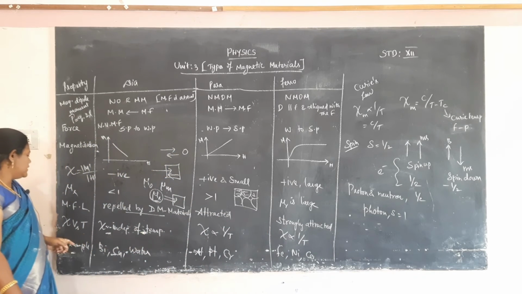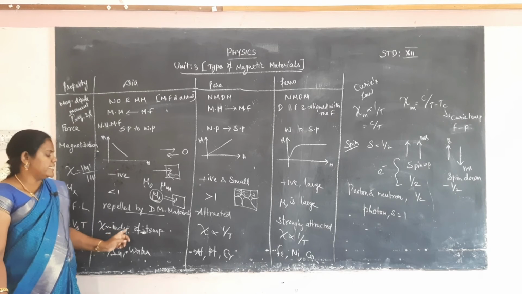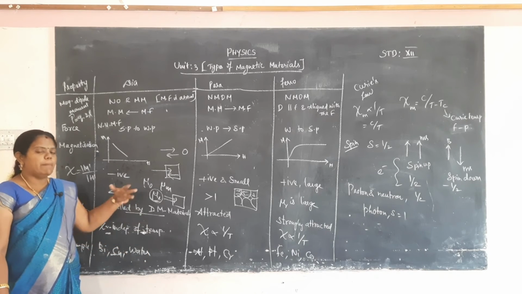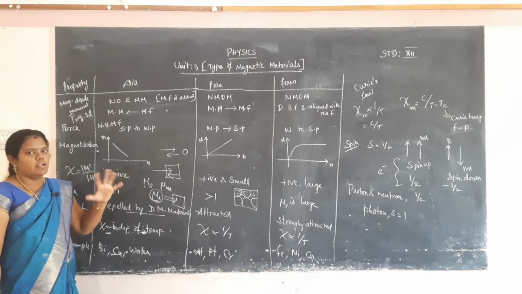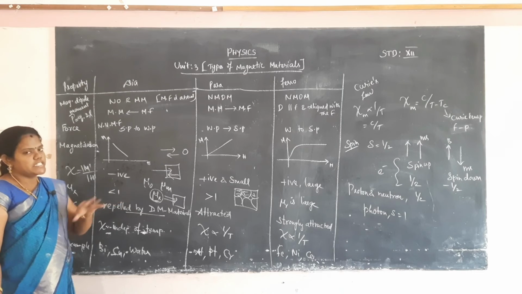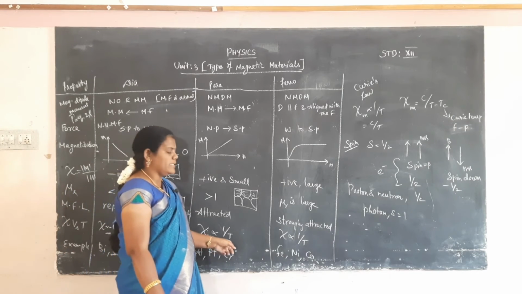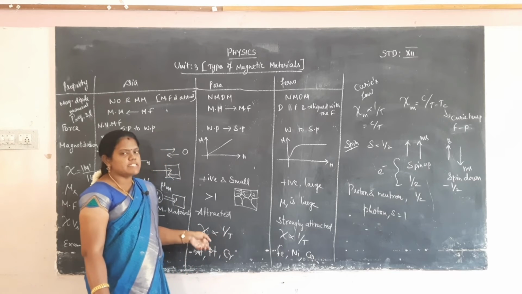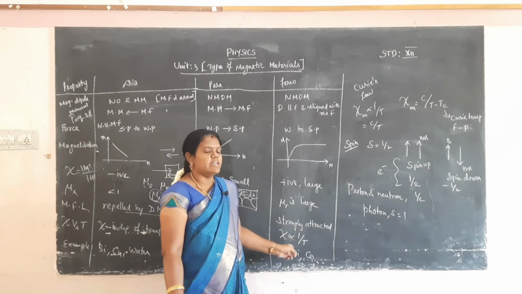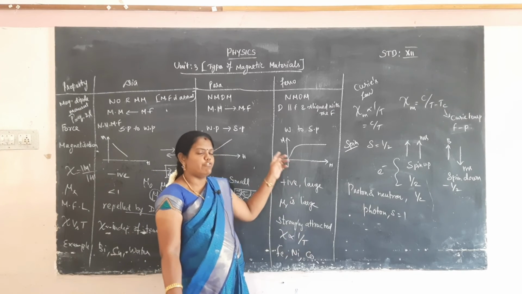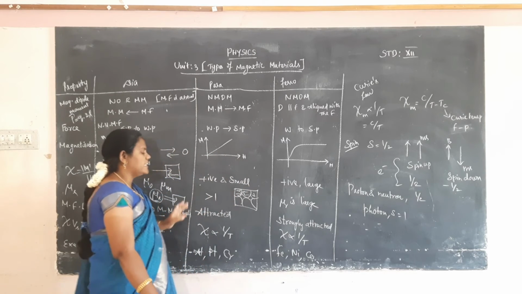Okay, and then the relation between susceptibility and temperature. For dia, susceptibility is independent of temperature: when temperature changes, susceptibility does not change. For para, susceptibility is inversely proportional to temperature, so as temperature increases, susceptibility decreases. For ferro also, susceptibility is inversely proportional to temperature, so temperature increases and susceptibility decreases.